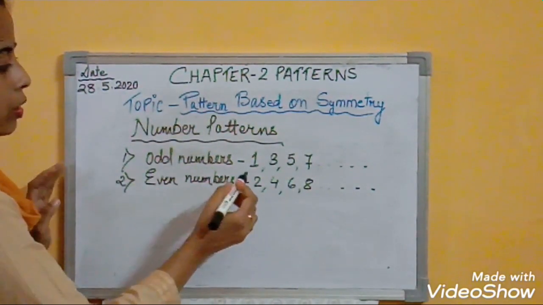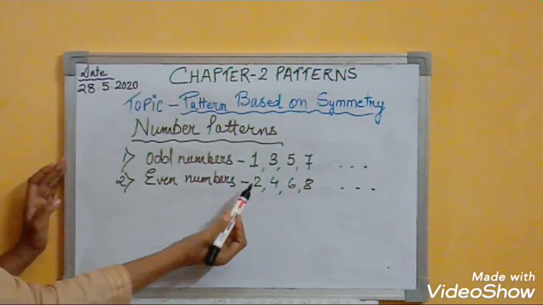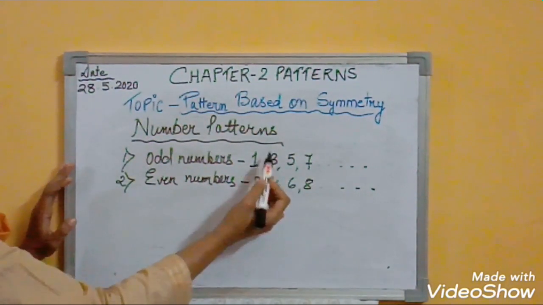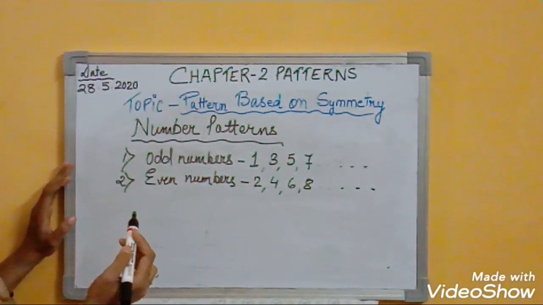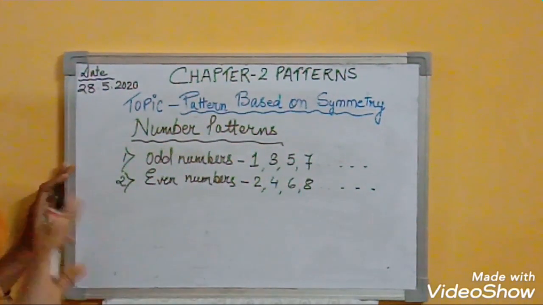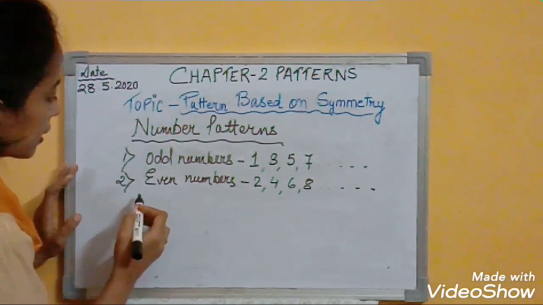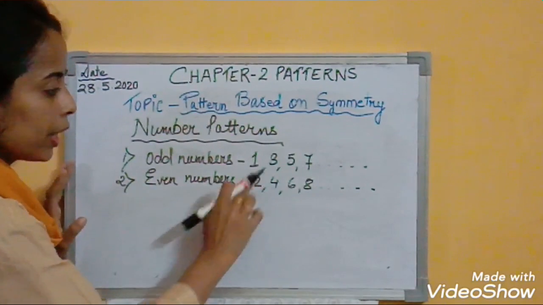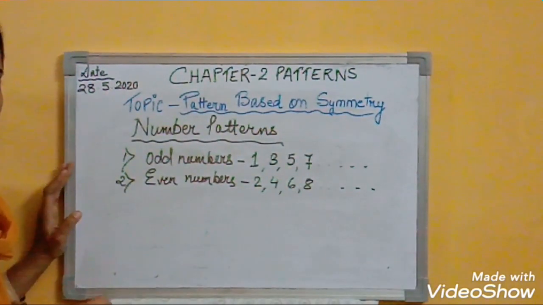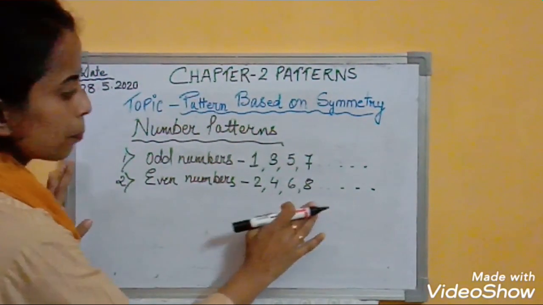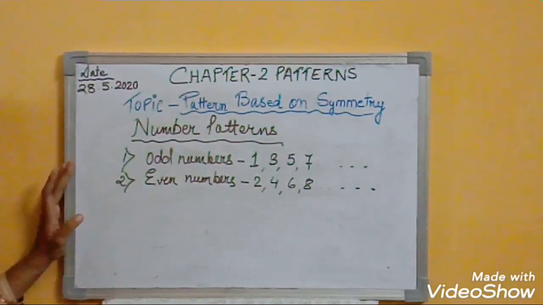Here you see odd numbers, beginning from 1 and increasing by 2. Okay. So we can say that this pattern is an increasing pattern by 2. Next, same case here in even numbers. Beginning from 2, increasing by 2. So this pattern, we can also say, is an increasing pattern by 2.